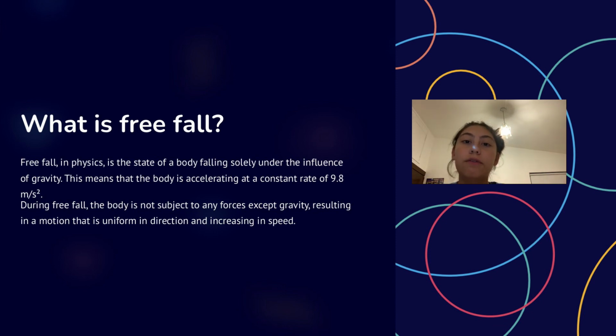First, what is freefall? Freefall in physics is the state of a body falling under the influence of gravity. This means that the body is accelerating at a constant rate of 9.8 meters divided by seconds squared here on the earth. During freefall, the body is not subject to any forces except gravity, resulting in a motion that is uniform in direction and increasing in speed.